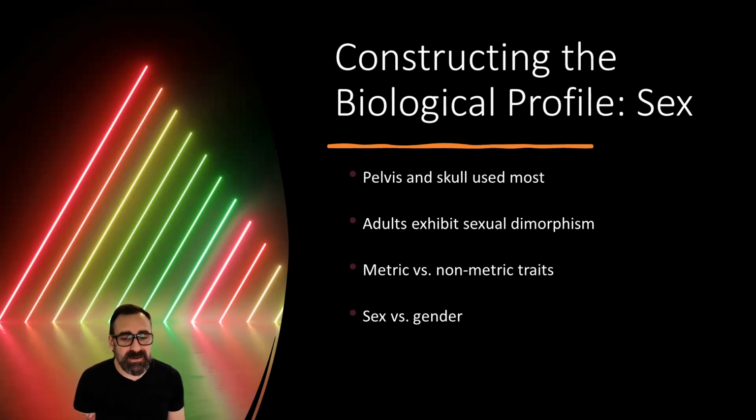We can look at sexual dimorphism in these traits, like the size of the mastoid process, brow ridges, the shape of the pelvic arch, and changes in the symphysis on the pelvis. These are metric and non-metric traits, just things that are measurable. And then we look at sex and gender and understand the social context in which this skeleton is found.